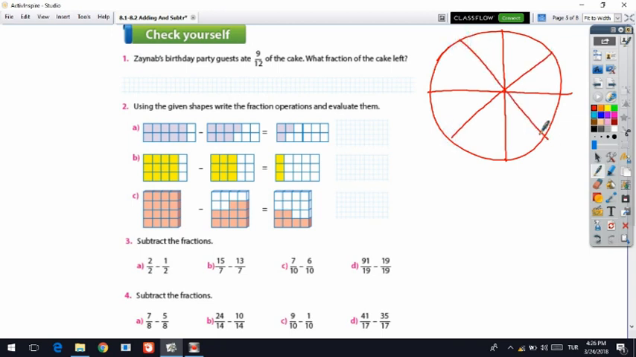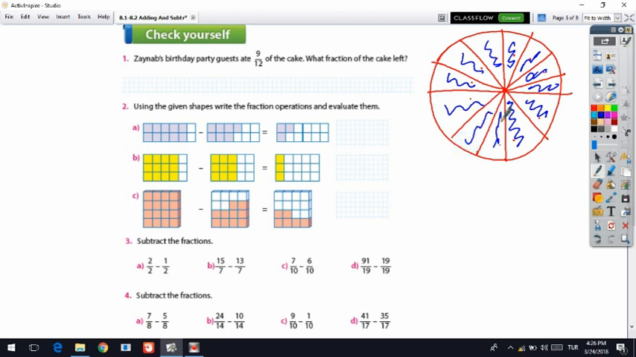Okay, first I divide it into 12 equal parts. 1, 2, 3, 4, 5, 6, 7, 8, 9, 10, 11, 12. After that, how many equal parts? Of course, 12 equal parts. Okay, how many parts were eaten? 9. You cross out 1, 2, 3, 4, 5, 6, 7, 8, 9. Okay, how many are left? You can answer the question by looking at this part. 1, 2, 3. So 3 over 12 is the answer.